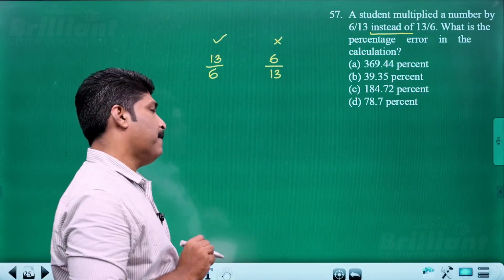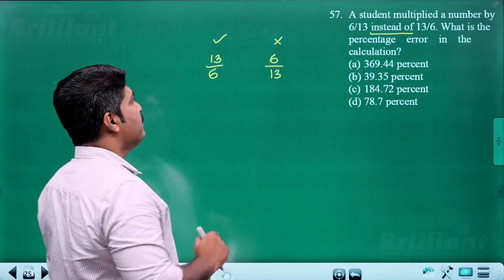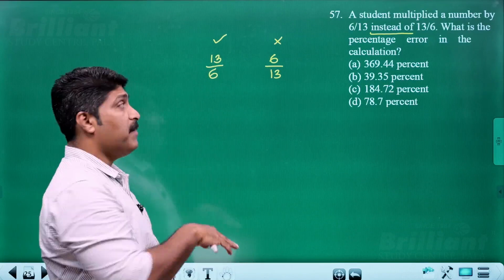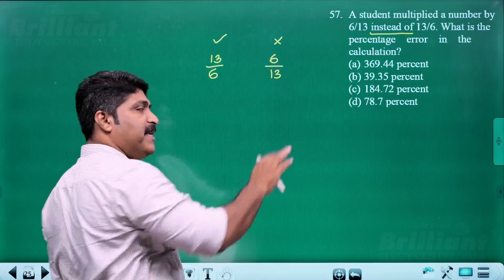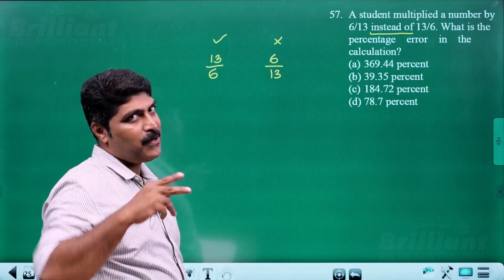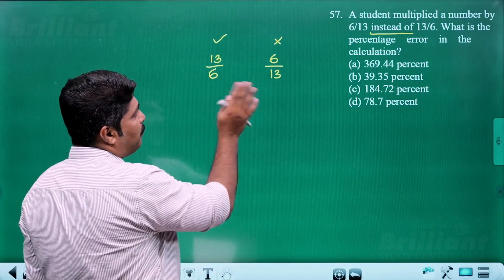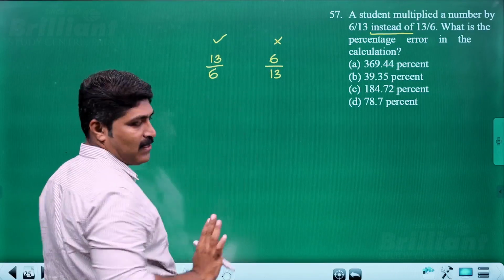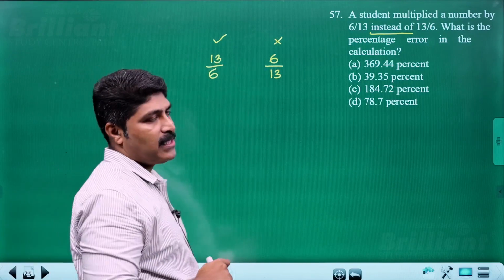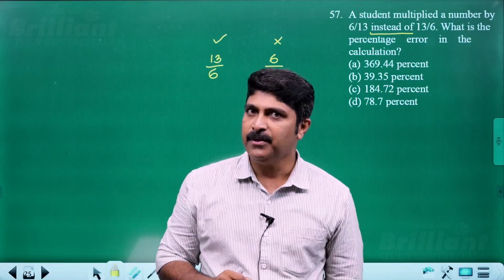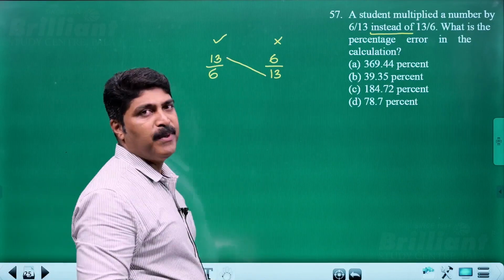Suppose we just consider our actual number as 1. Actual result will be 13 by 6 of 1. And this wrong entry will be 6 by 13 of 1. That's it. You don't want to bother about which will be that number. So directly you can apply this. We are going to frame a ratio between correct and wrong answers here. So whenever we get two quantities like this, 13 by 6 and 6 by 13 in the form of ratio, you have to multiply in the cross multiplication process.